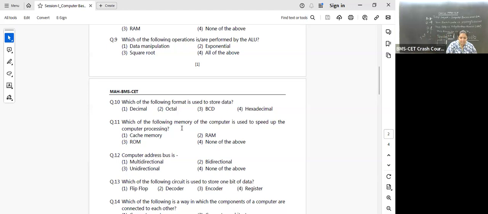Done? Okay, next is, which of the following memory of a computer is used to speed up the computer processing? Anybody?